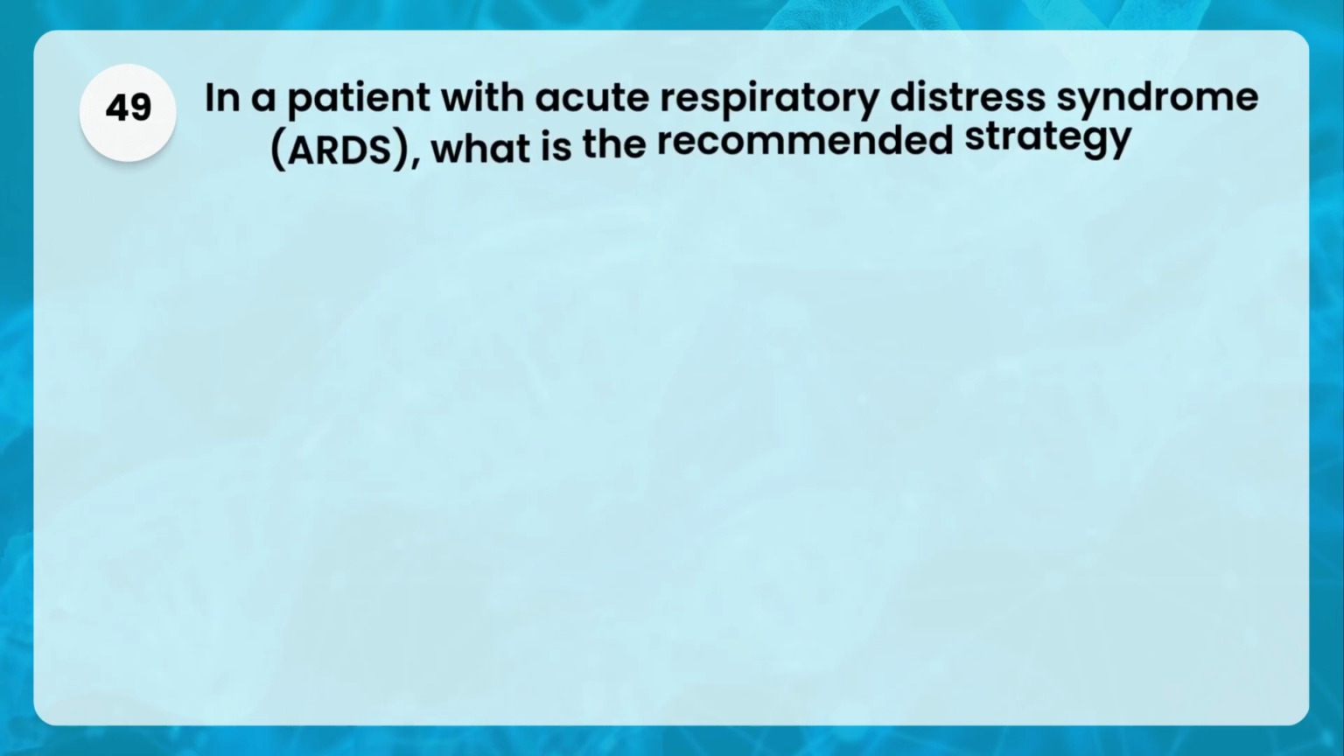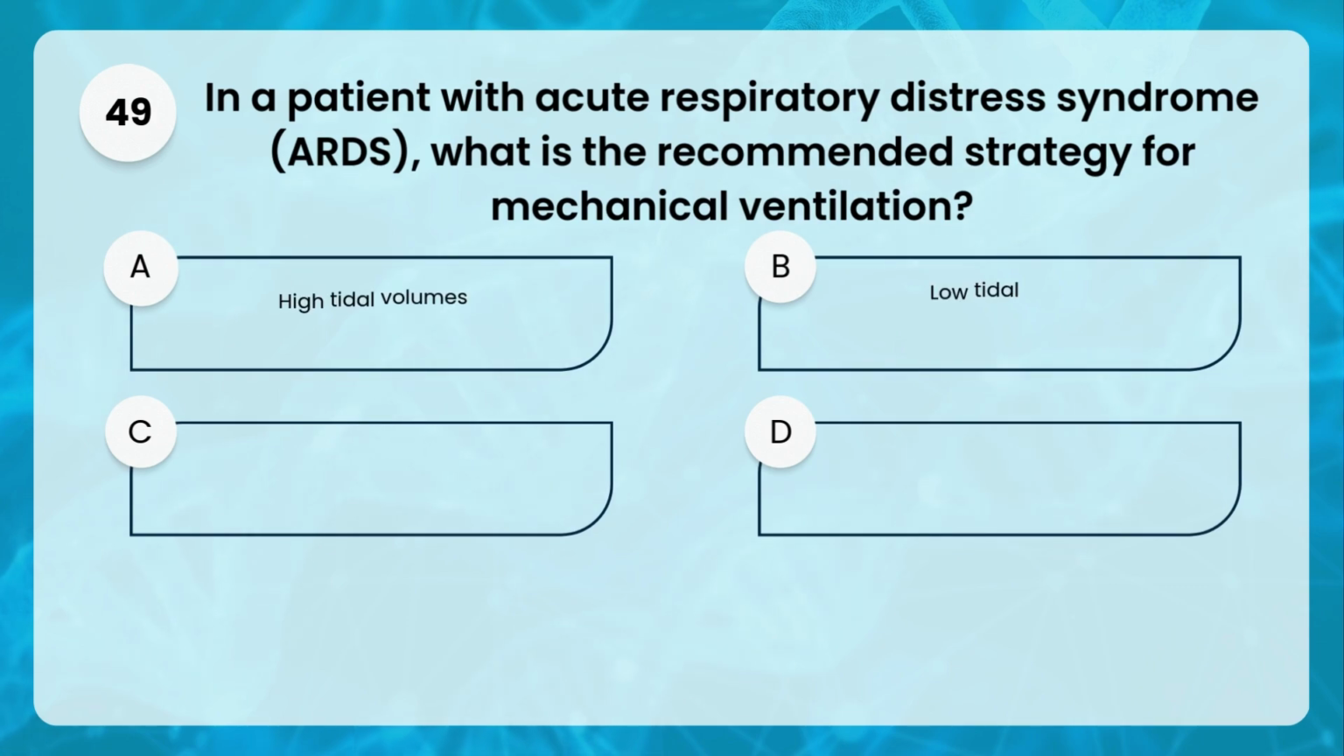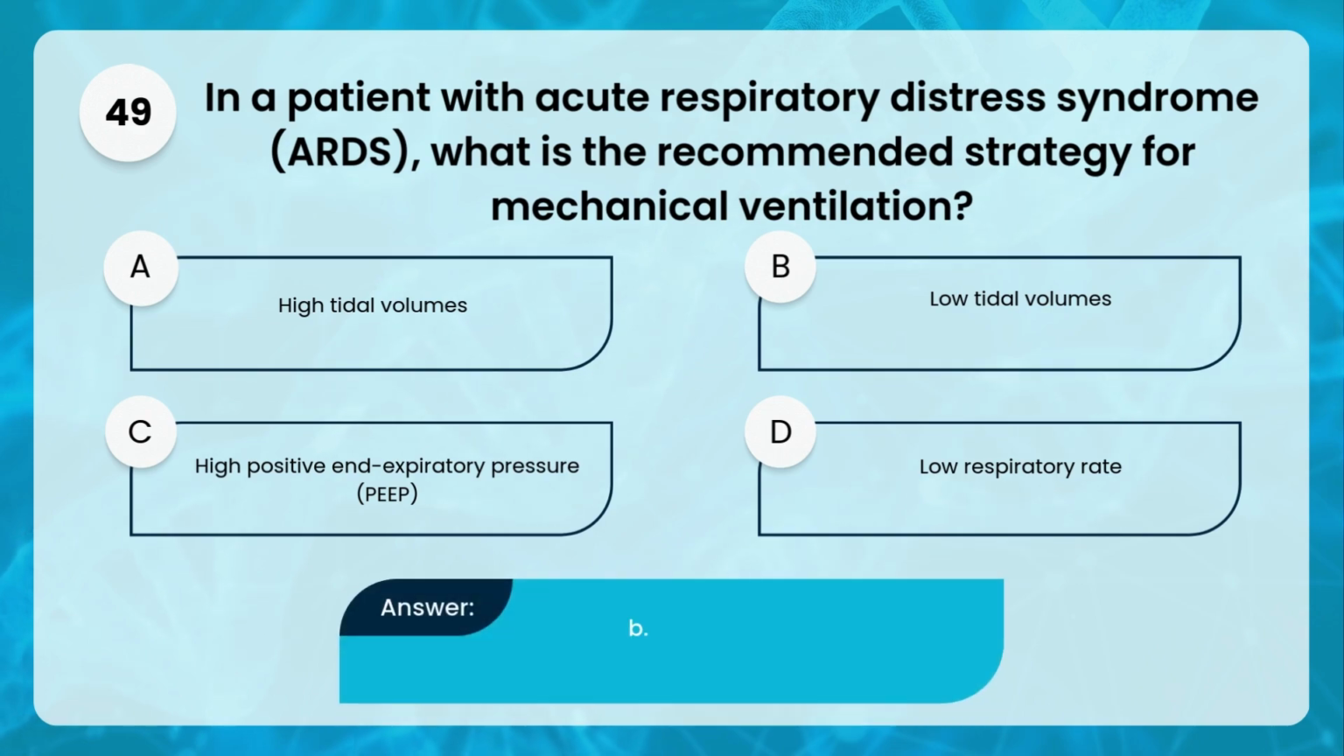49. In a patient with acute respiratory distress syndrome, ARDS, what is the recommended strategy for mechanical ventilation? A. High tidal volumes. B. Low tidal volumes. C. High positive end expiratory pressure, PEEP. Or D. Low respiratory rate. The answer is B. Low tidal volumes.